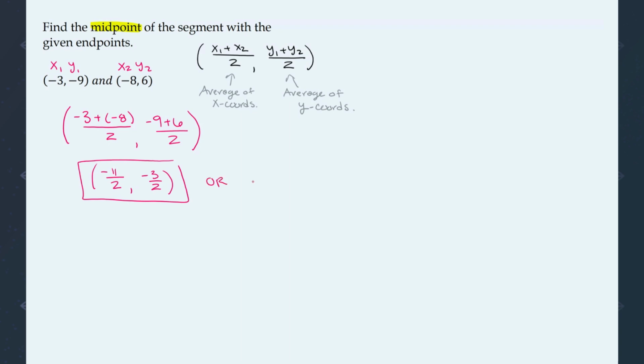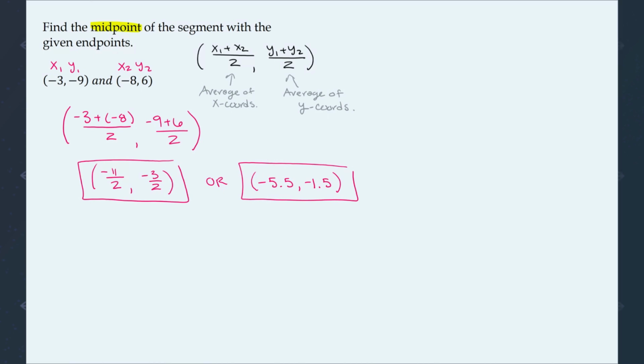I know some of us have a feeling about fractions, so go ahead and feel free to write these as decimals if it's a non-repeating decimal. So you could rewrite this as -5.5, comma, -1.5. Also, do not forget to put parentheses around your coordinates. They need a hug.